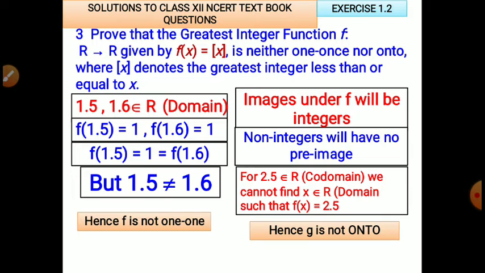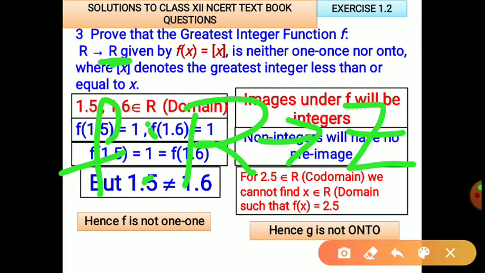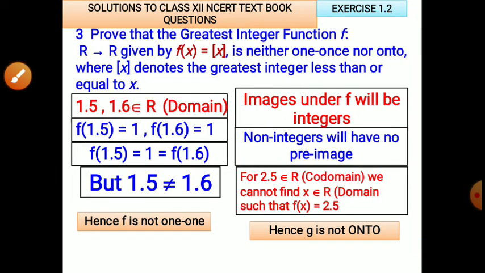Now, to make this function an onto function, can anyone guess what change can be made? We need to change the codomain to what? If you take the function from real numbers to integers, then this function is one-one as well as onto. So do remember that. That is another question. If it is given with a small change in the examination, sometimes the questions may be asked to you like that.